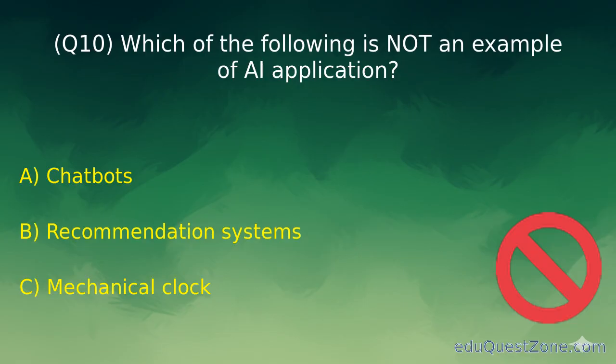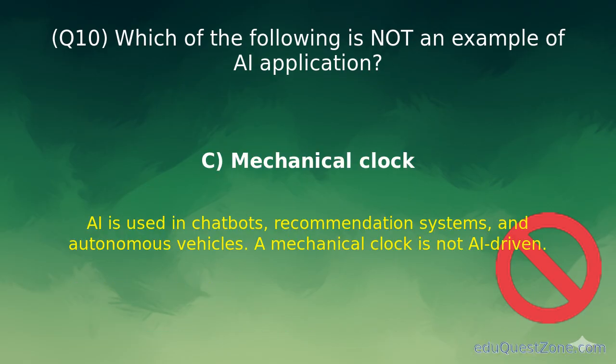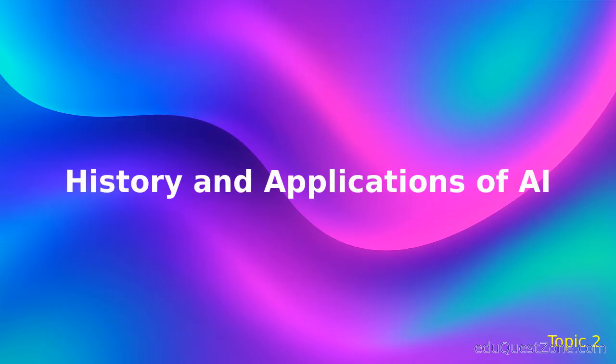Question 10. Which of the following is not an example of artificial intelligence application? Option C. Mechanical clock. A mechanical clock does not use artificial intelligence. History and applications of AI.